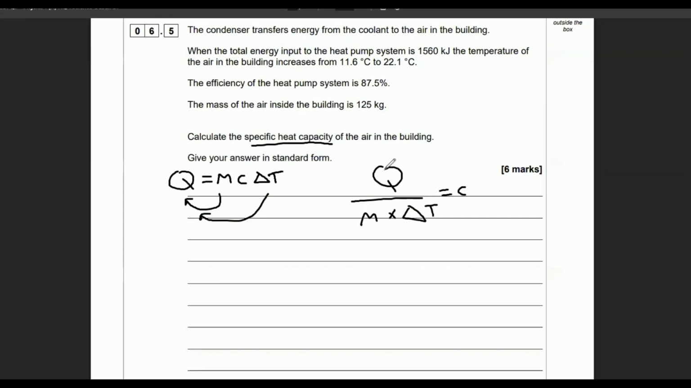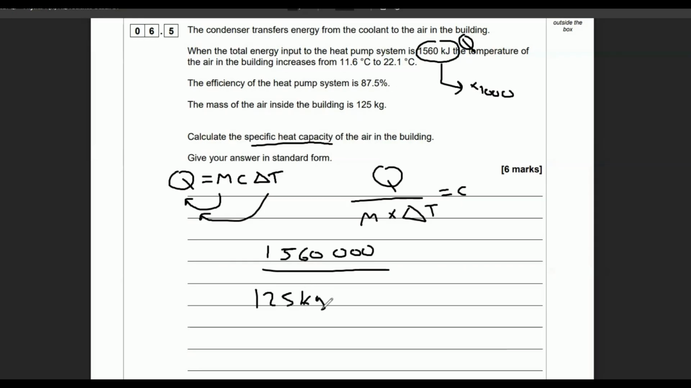Let's set this out. The energy, first point, we need joules. Q is always in joules, so I want to times that by 1,000. Some people just write E, but I use a Q. If we times this by 1,000, we're going to add 3 zeros. So that is 1.56 million joules. And then we're going to divide that by the mass, which is 125 kg.